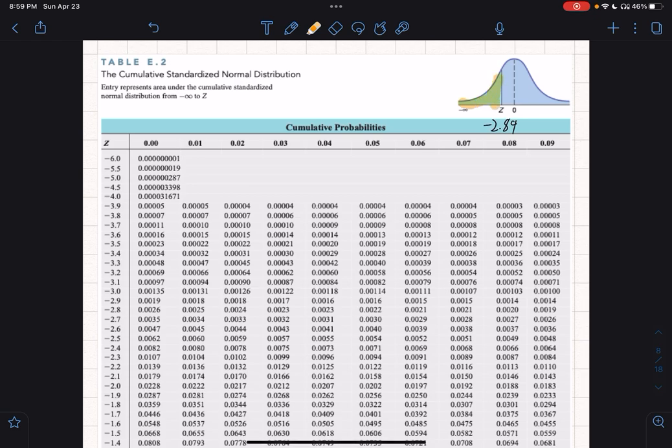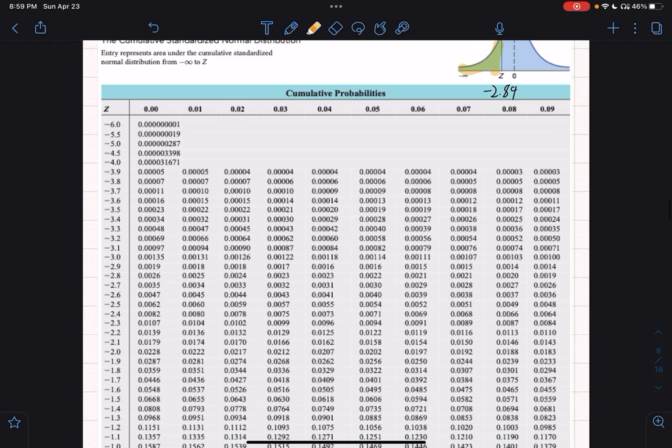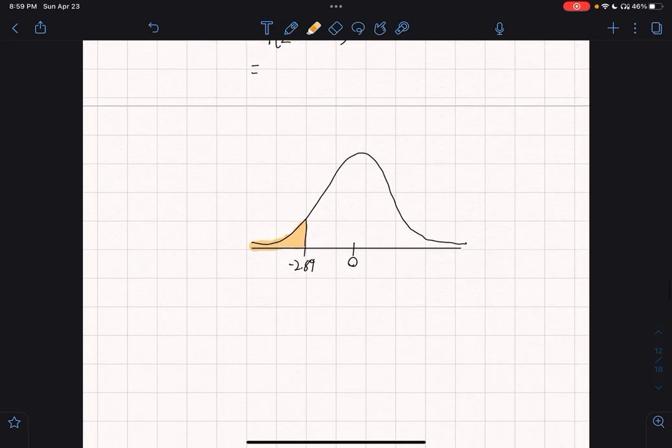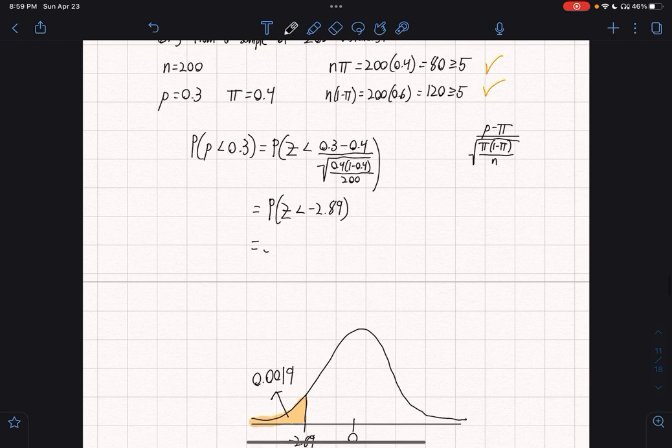Let's go ahead and look that up. Negative 2.8, and then 9, so that's going to be the very last column. So negative 2.89. We get 0.0019. So this area is 0.0019, and our answer to this question is 0.0019.